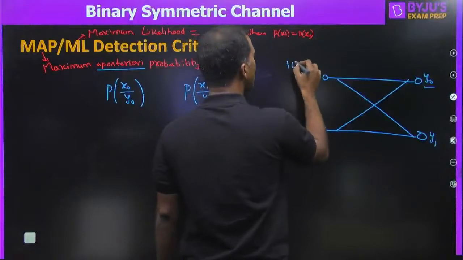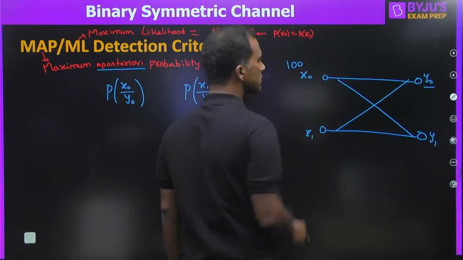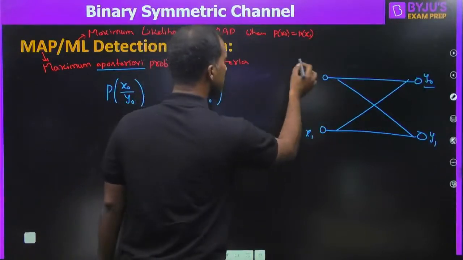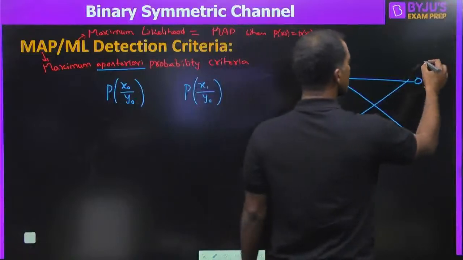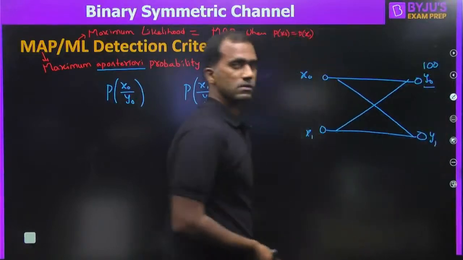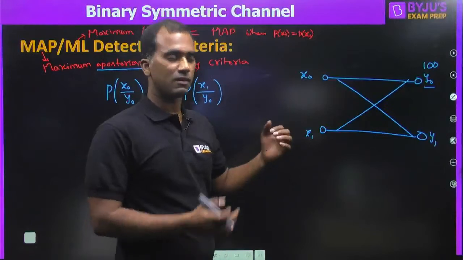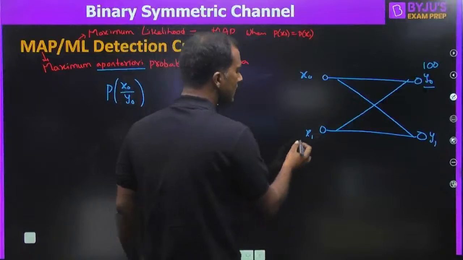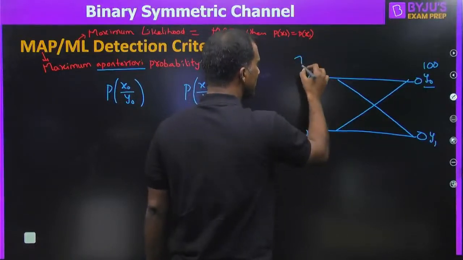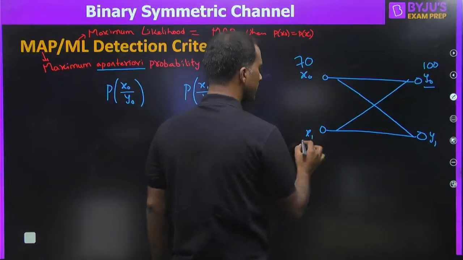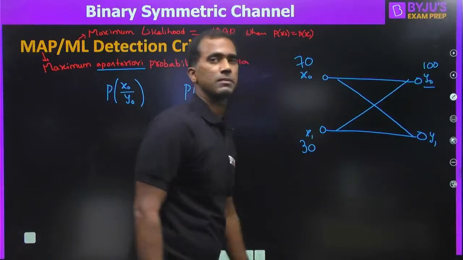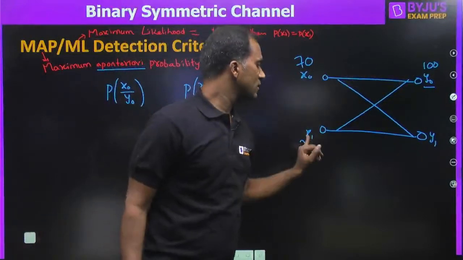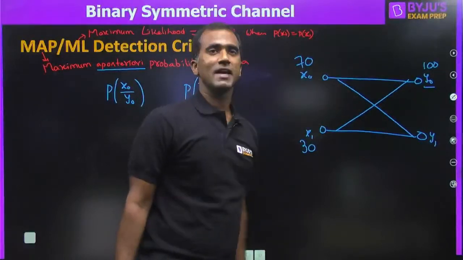See this one? 100 times you are transmitting x naught. Okay? Or else I'll do it the reverse way. When you receive y naught 100 times, you have observed y naught being received 100 times. And you have observed carefully. Let's say 70 times it is because of x naught, and 30 times it is because of x1. Observe carefully. 30 times it is because of x1, and 70 times it is because of x naught.